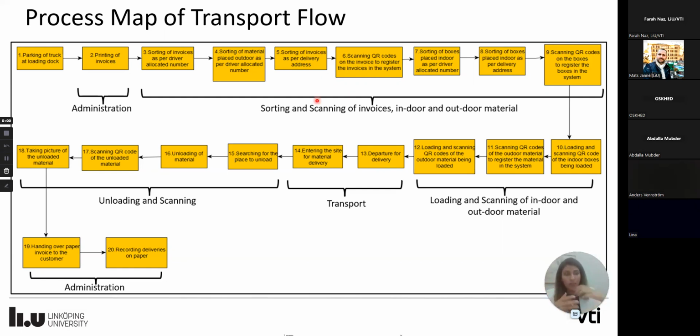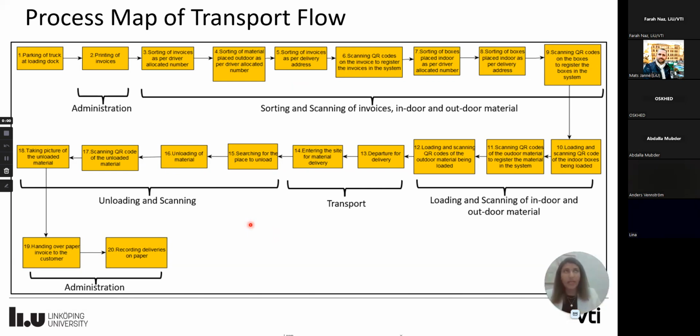Besides this, while performing every activity, drivers also do scanning, and most of the time they scan single items. They first sort, and then scan all the items and also the invoices to register them in the system. When they load those items in the truck, they scan them again to update the status that these items have been loaded. And when they unload those items at the construction site, they scan them again. Every scanning generates an entry in their central ERP system.